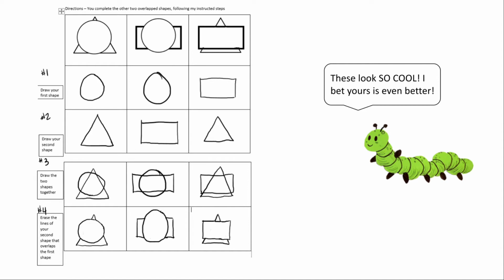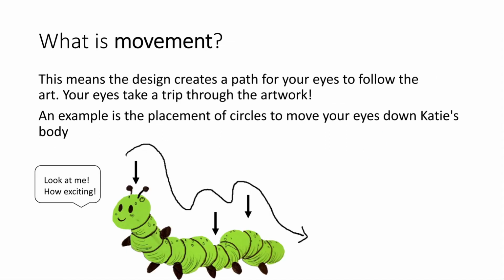Now let's talk about movement. What is movement? Movement means the design, the artwork creates a path for your eyes to follow the art. Your eyes take a trip through the artwork. So an easy to see example of movement in a picture is to look at Katie here. If you start at her head and then work your way through, your eyes follow the circles of her body until you reach the end of her.